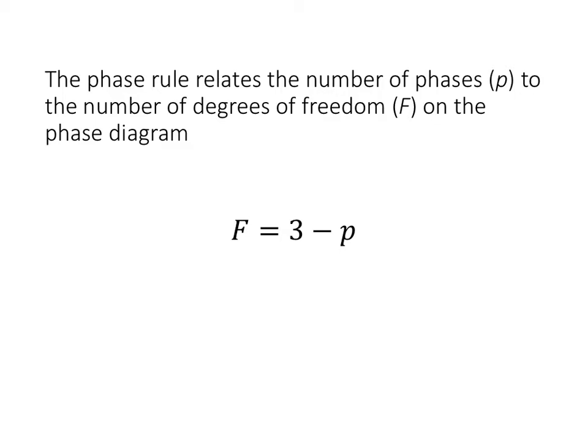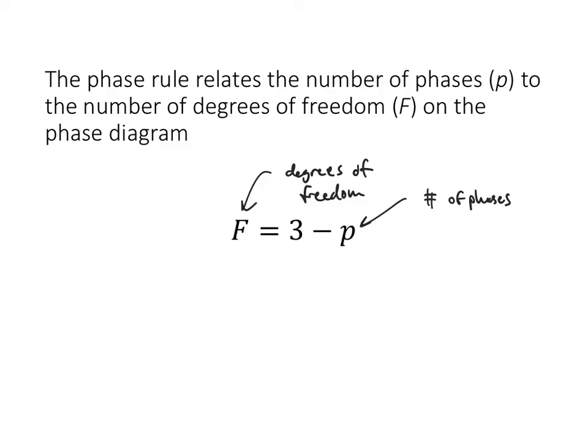Okay, moving on to the phase rule. The best way to understand the phase rule is that F corresponds to the degrees of freedom, which is just a fancy way of saying ways we can move around a pressure-temperature phase diagram or any other kind of phase diagram. And P represents the number of phases.